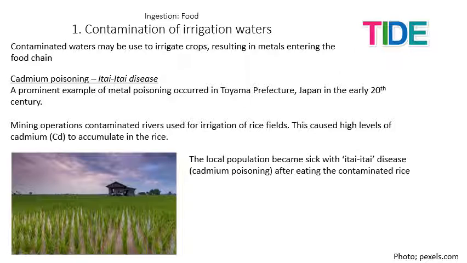And so mining operations upstream from this region in Japan contaminated the rivers with cadmium. And this cadmium then accumulated in the soils downstream, which was used to grow rice. The rice accumulated large amounts of this cadmium, and so all the people in this area became quite ill from eating this rice.